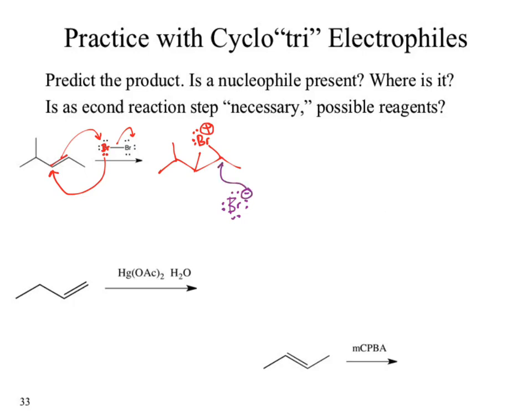Which carbon? There isn't really a big difference, so don't worry about it. What's the result? We have a bromine. So here I'm attempting to show the anti-alignment.